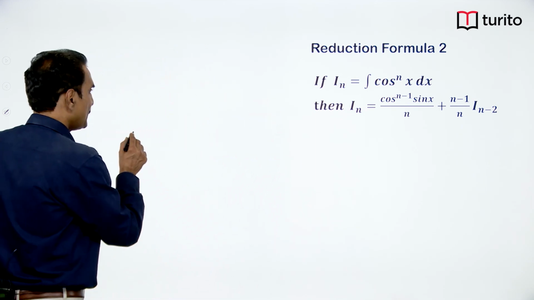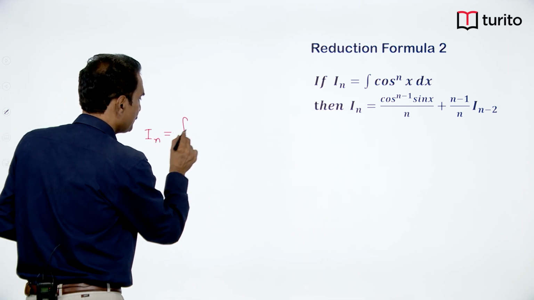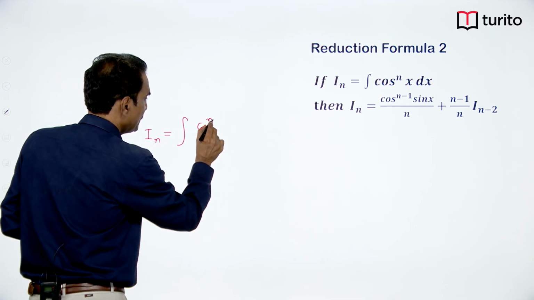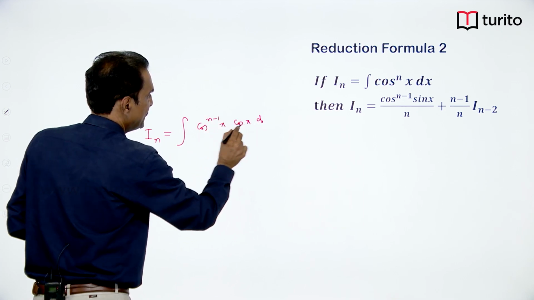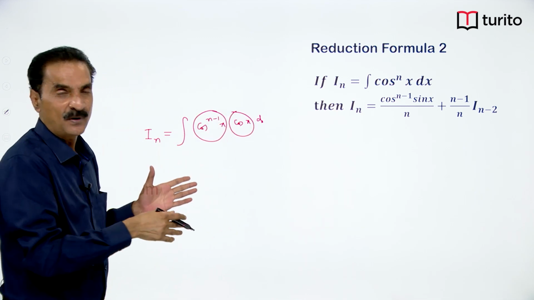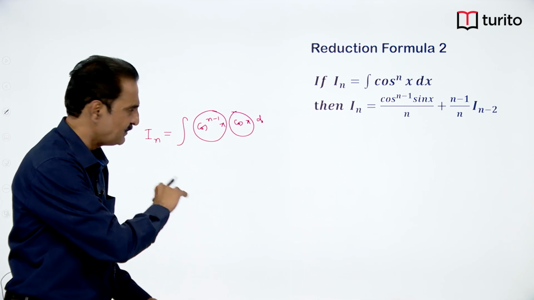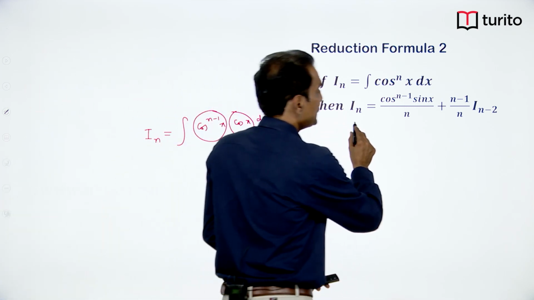Same method. You separate 1 cos x, it becomes cos power n minus 1x into cos x. Take this as first function and this as second function, integrate by parts. You will get similar steps. Finally, you get the reduction formula like this.